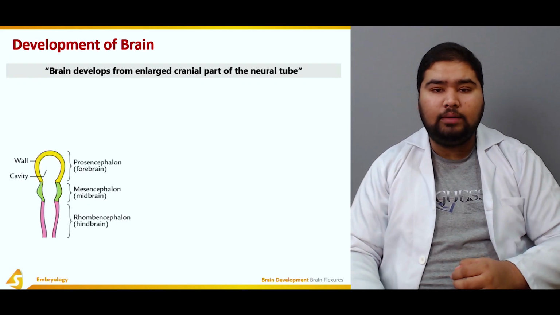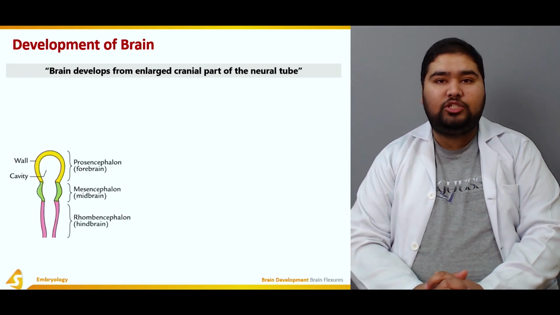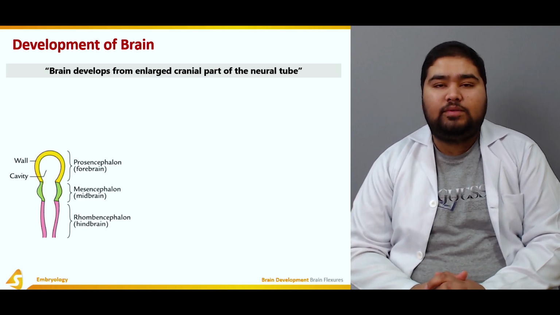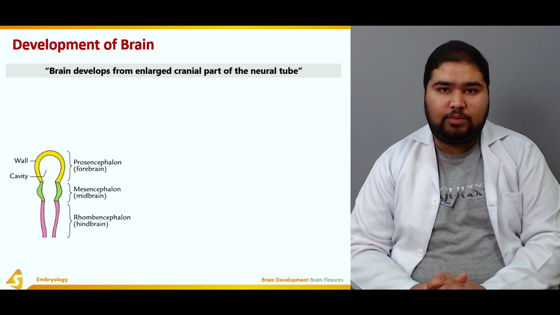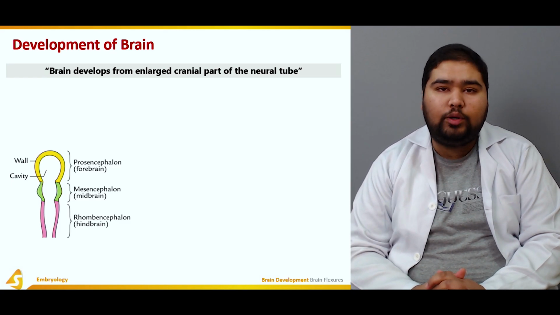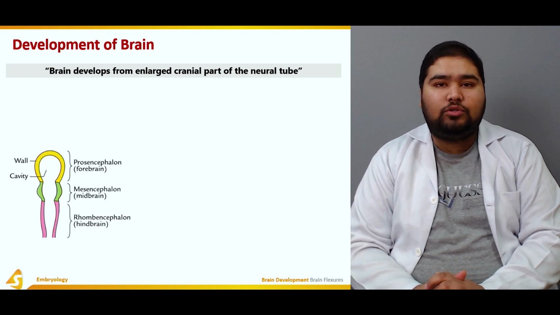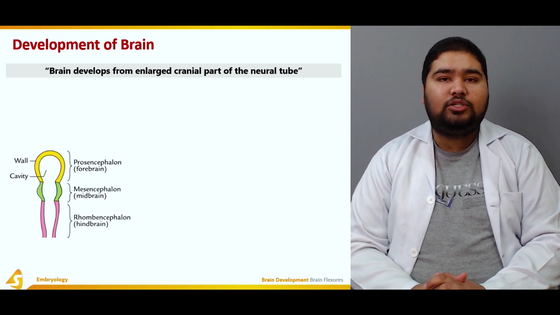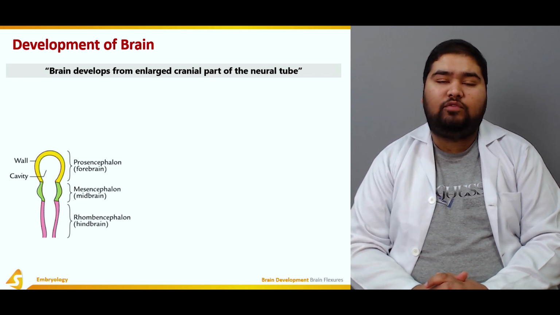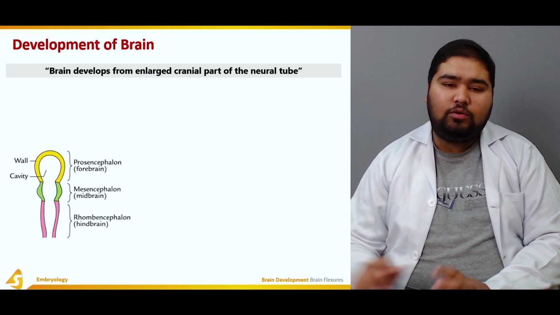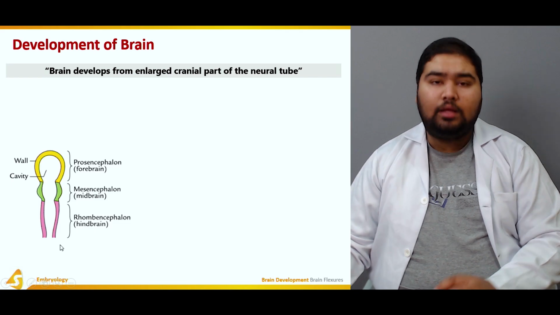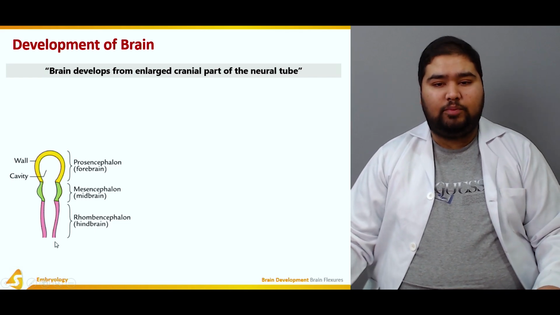So moving on, the brain develops from the enlarged cranial part of the neural tube. The neural tube that forms the brain actually divides into two parts, an upper enlarged cranial part and a lower, smaller, narrowed caudal part. The upper enlarged cranial part forms the brain while the lower small narrowed part forms the spinal cord. We can see this upper enlarged cranial part in the figure as well. This is the precursor of the brain.